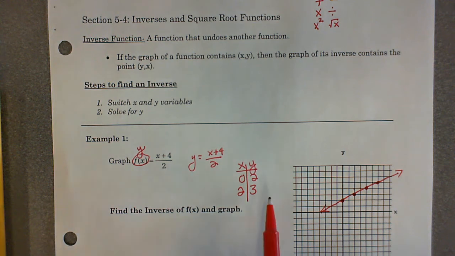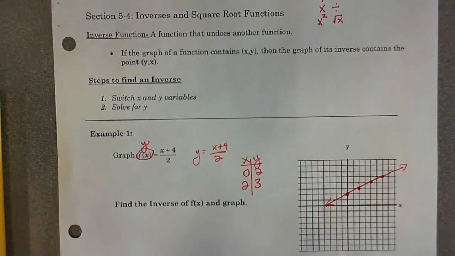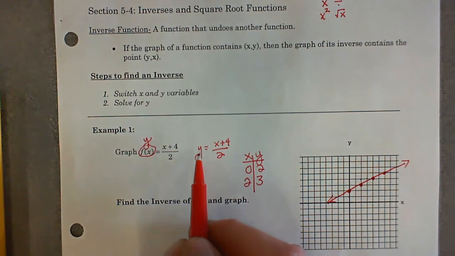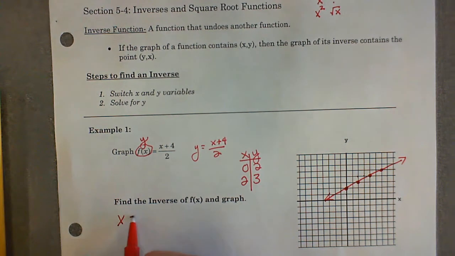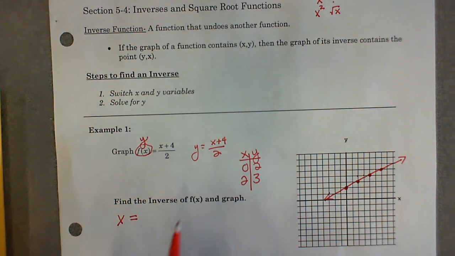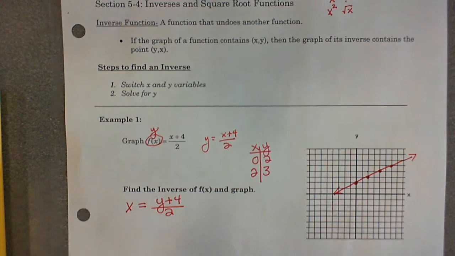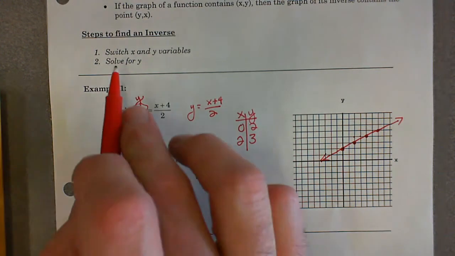Well, an inverse function should work the reverse of that. If we plug a 2 into this inverse function that we're going to find, you should get a 0. If we plug a 3 into it, you should get a 2. So, to find the inverse, we're going to start by switching x and y. So we're going to make that y an x, and we're going to make that x a y. And we're going to write everything else identical to what we started with. Now we need to solve for y.